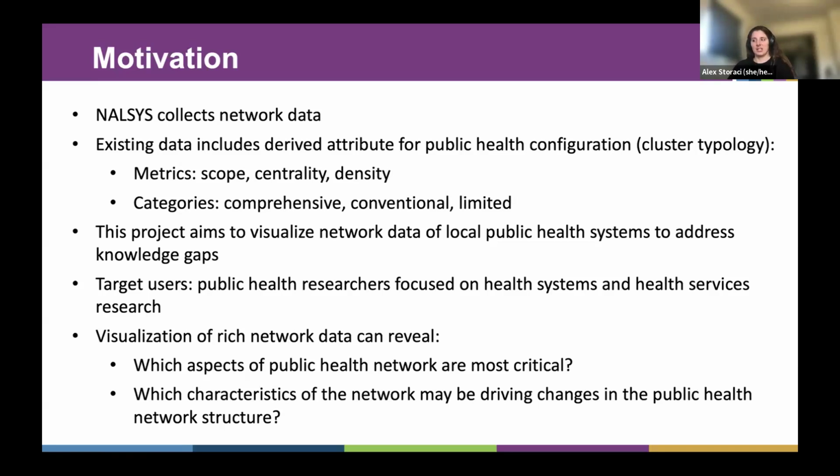And this research will shed light on how to optimize the implementation of public health activities in local communities, and the visualization of rich network data can be really important in revealing which aspects of public health networks are the most critical and which characteristics of the network may be driving changes in the public health network structure.